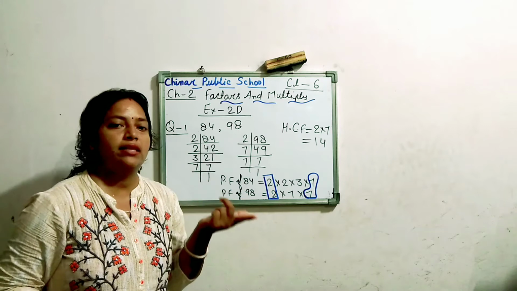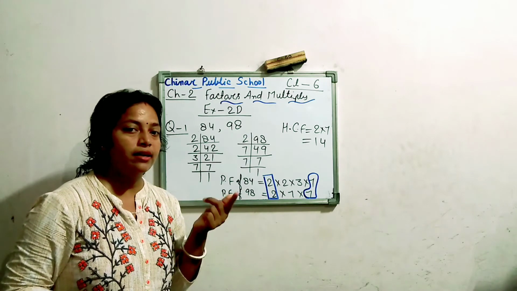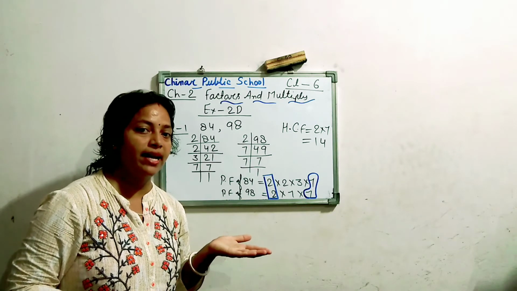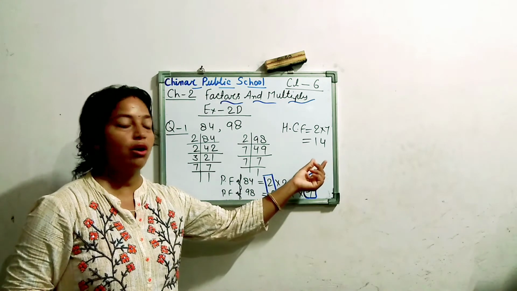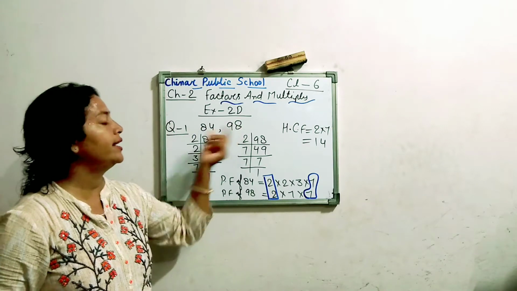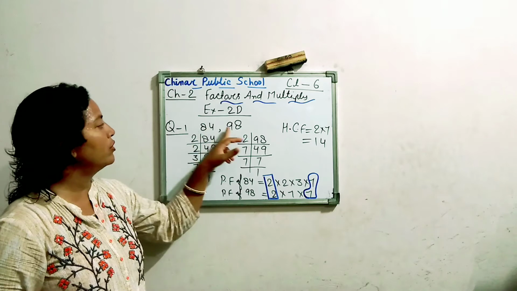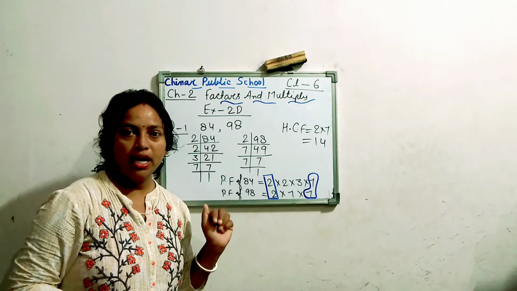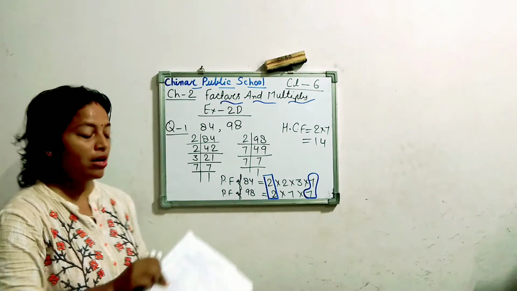As I told you, HCF, highest common factor or greatest common divisor, divides the given numbers exactly. So you can check whether your answer is correct or wrong. 14 divides 84 and 98 exactly, leaving remainder 0. Or I can say 84 and 98 are exactly divisible by 14. HCF always divides the given numbers exactly, leaving remainder 0.